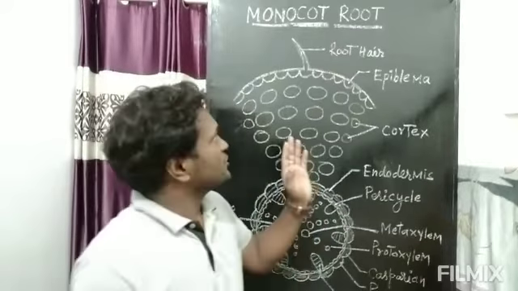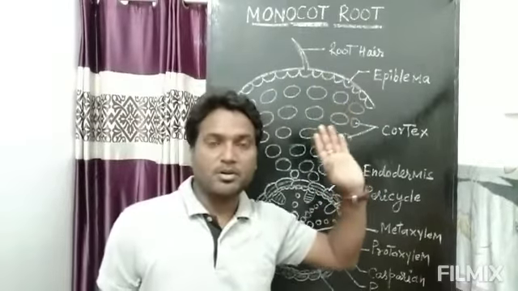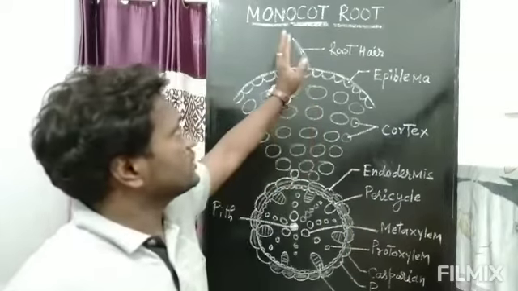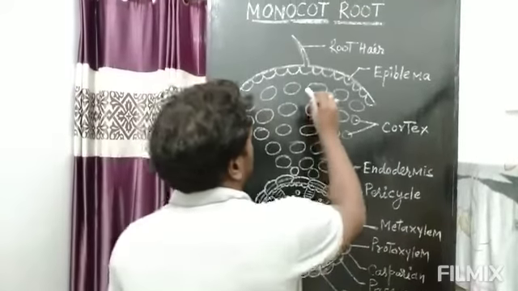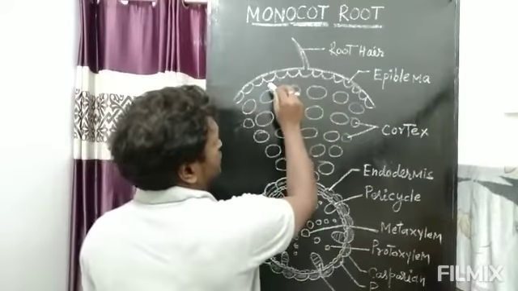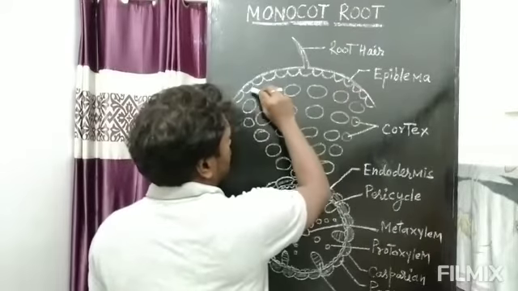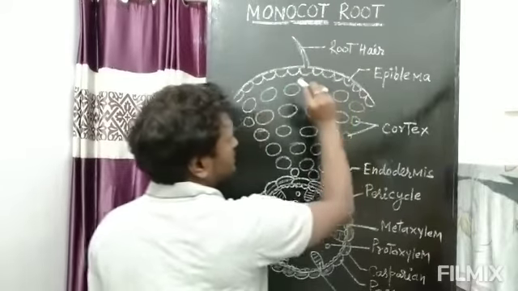Today we will study about monocot root. In the previous class we have studied about internal structure of dicot root. Now we will study the structure of monocot root. Like the internal structure of dicot root, monocot root also contains outermost layer that is known as epiblema or epidermis.